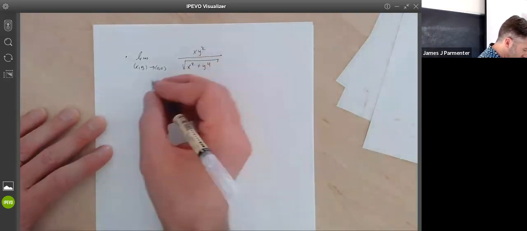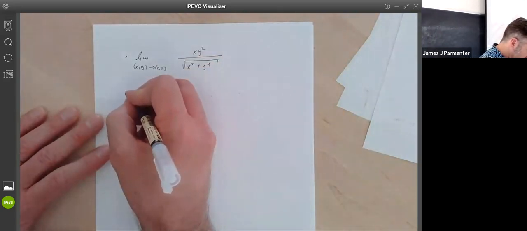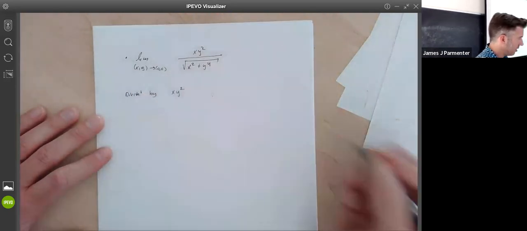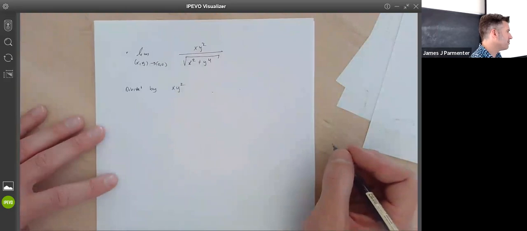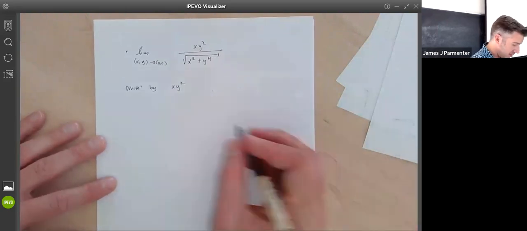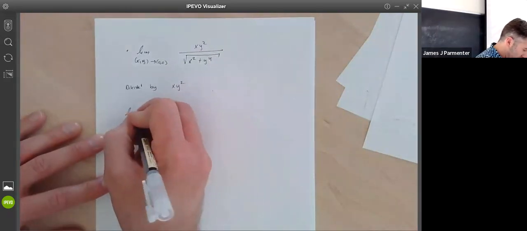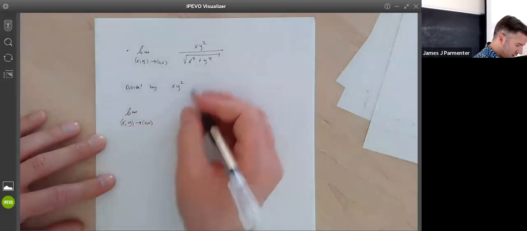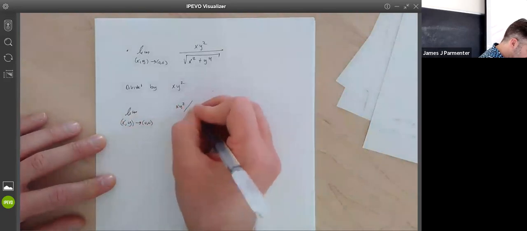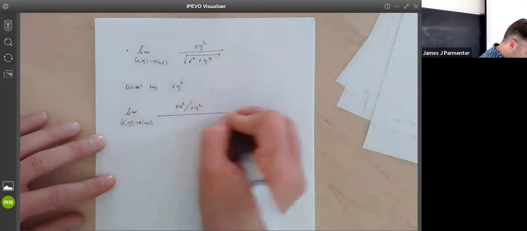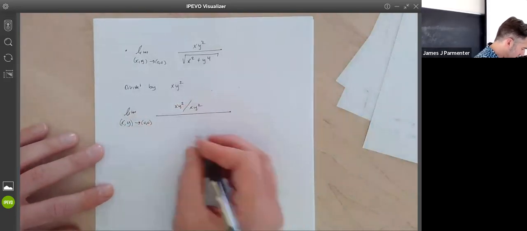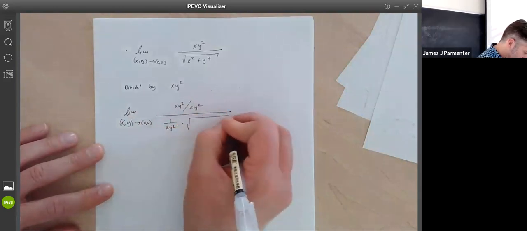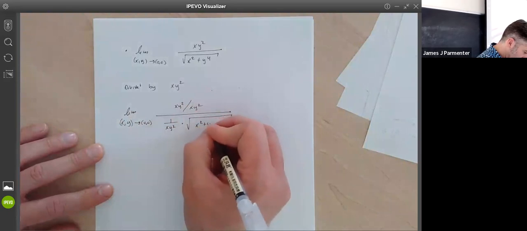So one thing to try is to divide the top and bottom by xy squared, which doesn't seem particularly intuitive to me, but let's see what happens. So the limit as xy goes to 0, 0 of xy squared over xy squared. Well, that's going to be 1 over, I'm going to write this, 1 over xy squared times the square root of x squared plus y to the 4th.